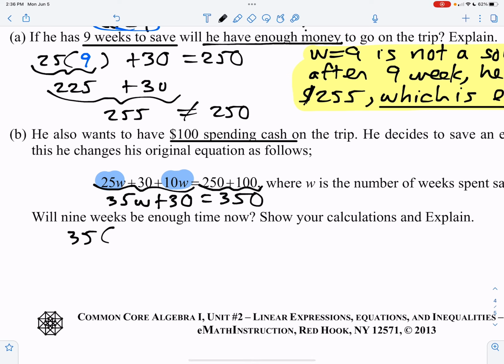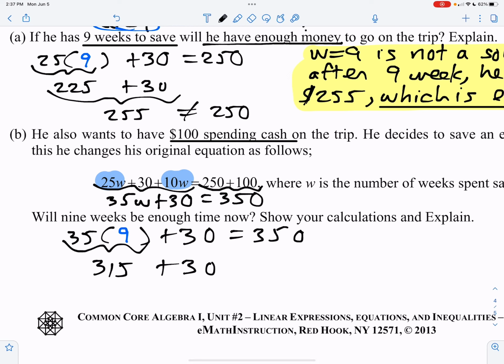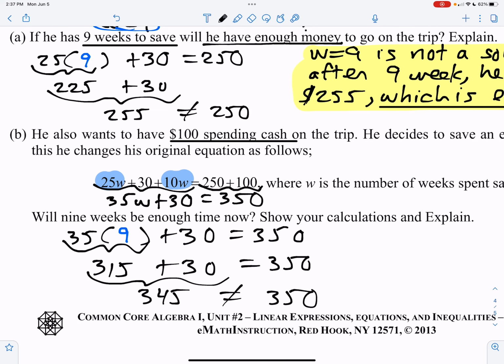350. And let's plug into that. So 35 times 9 plus 30, and let's see if that is equal or more than $350. So 35 times 9, this part here is 315. So plus 30 is $345. Again, it's not the same thing as 350, but what do we have now?